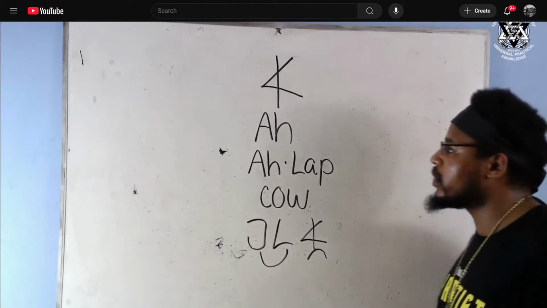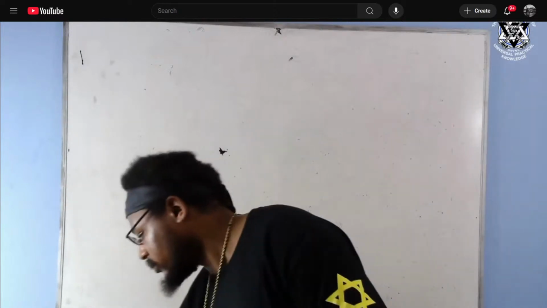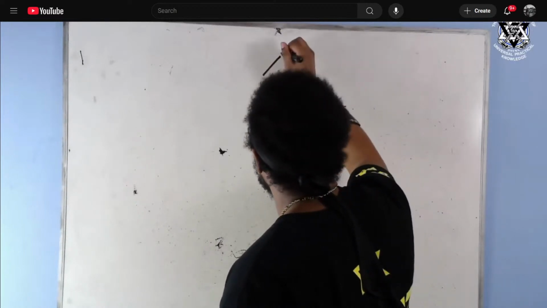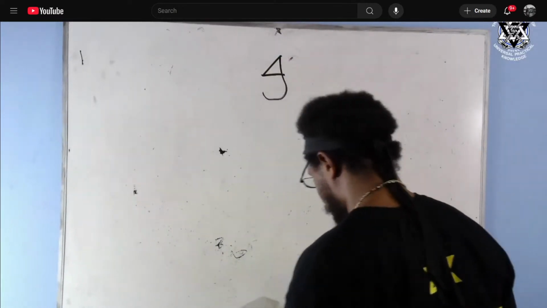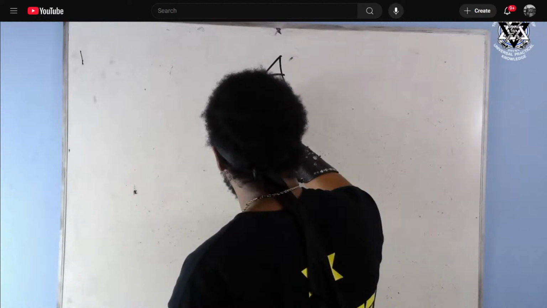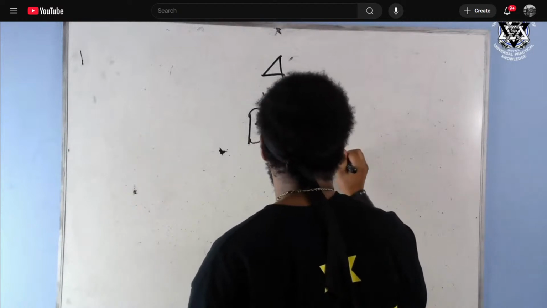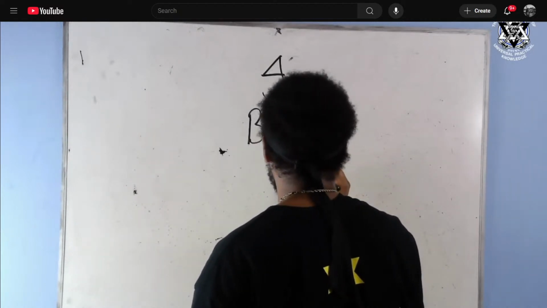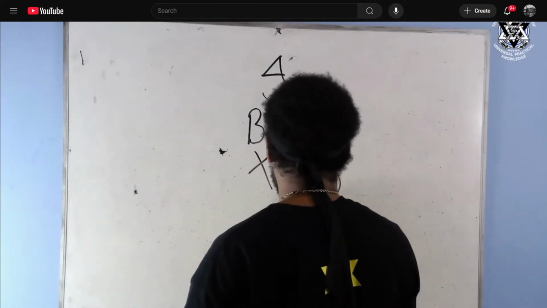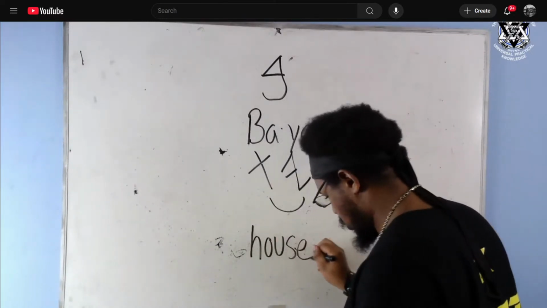So now we're gonna get Ba. Ba comes from the word Baya. And this means house or tent.